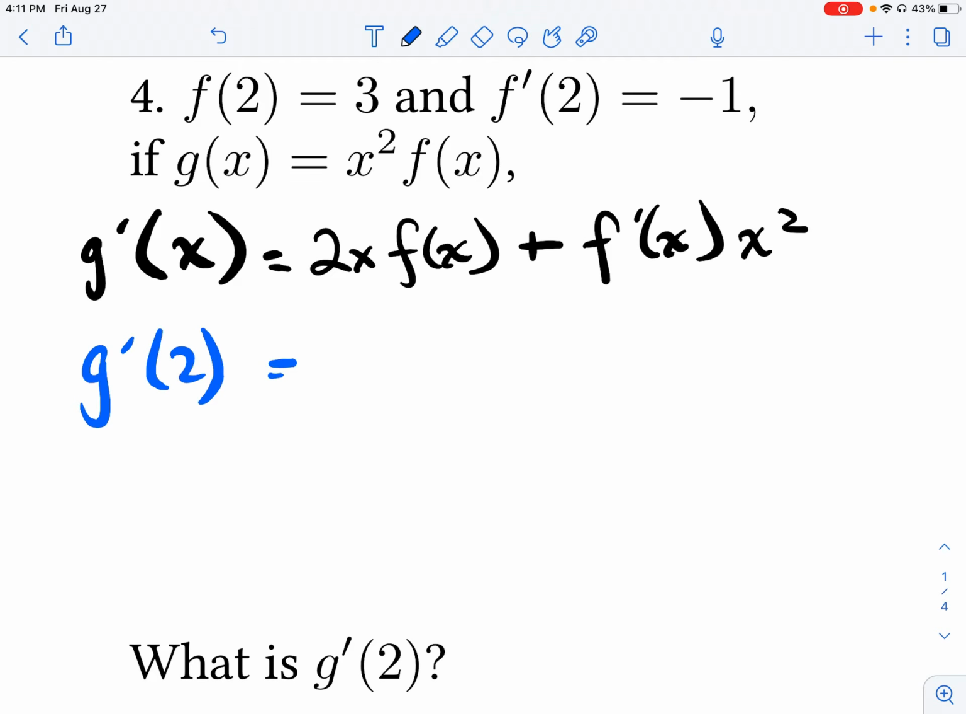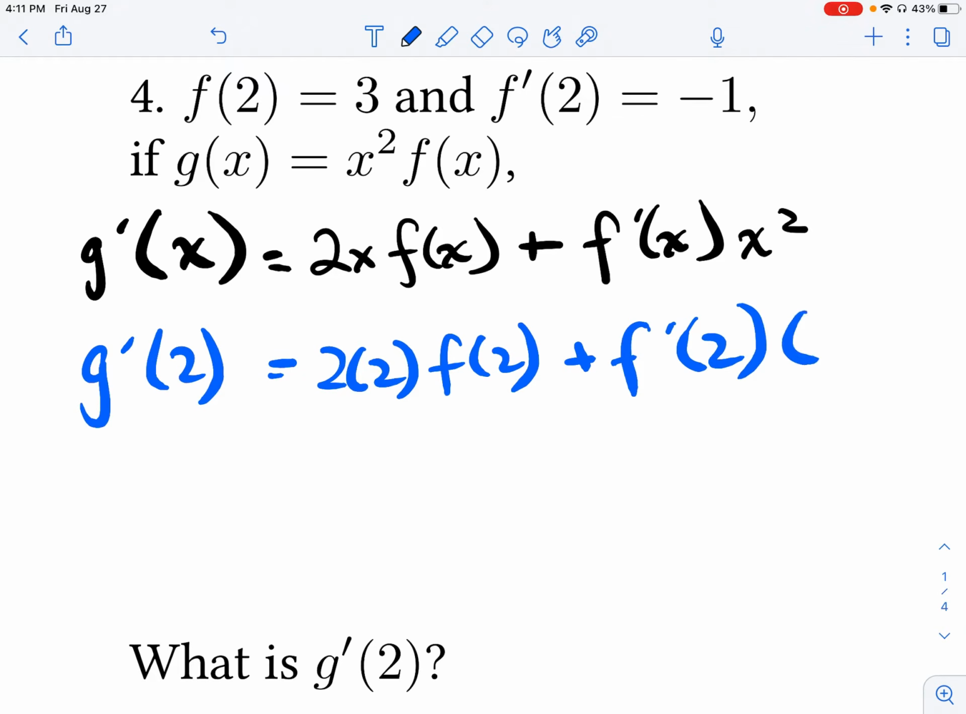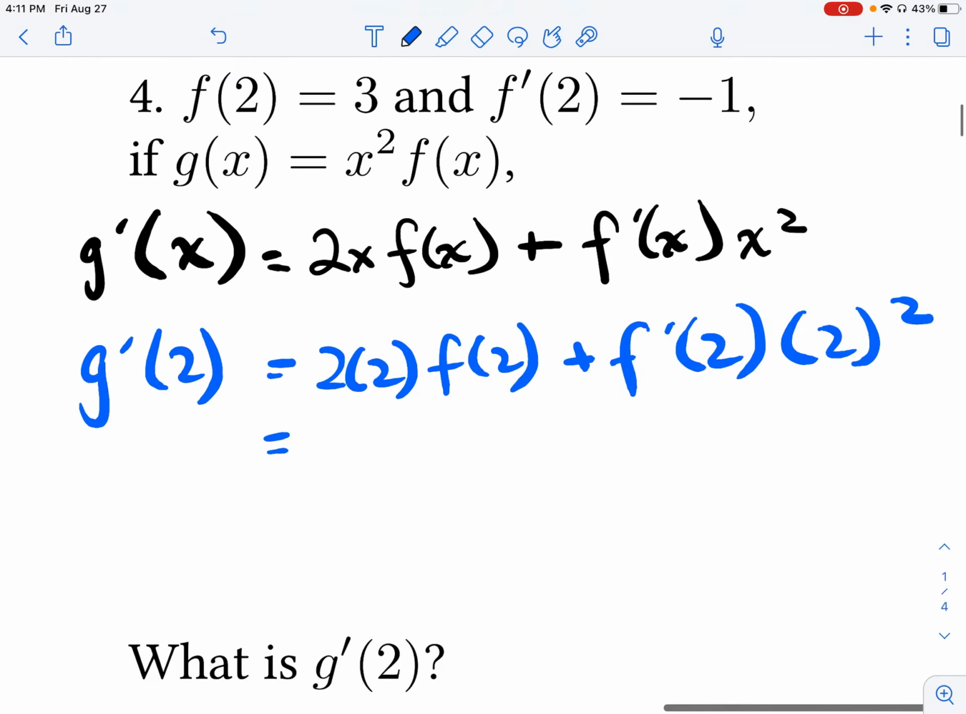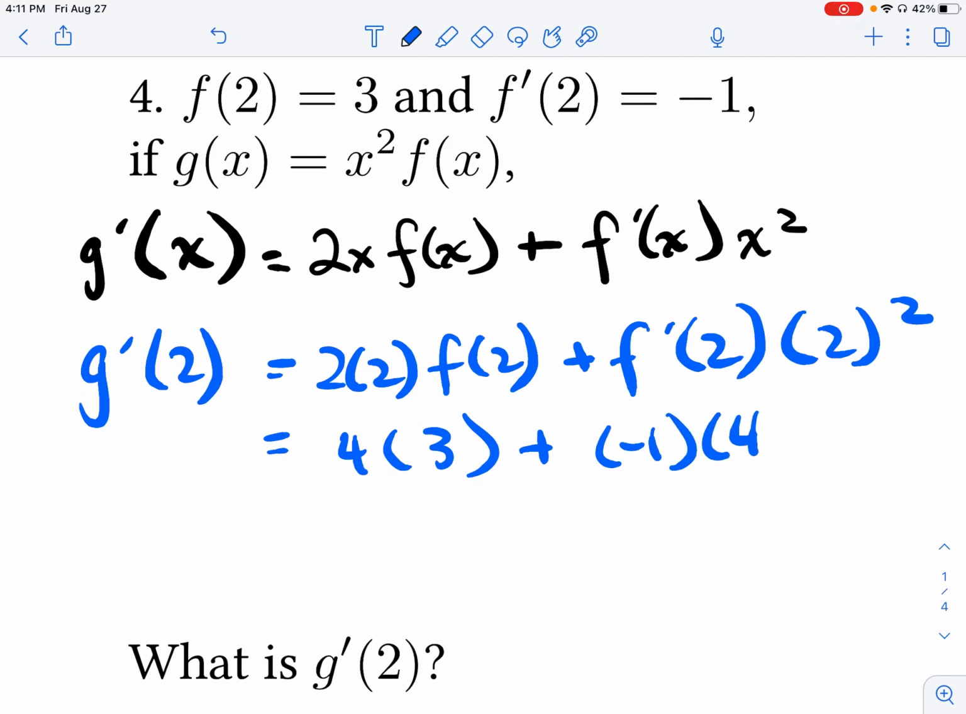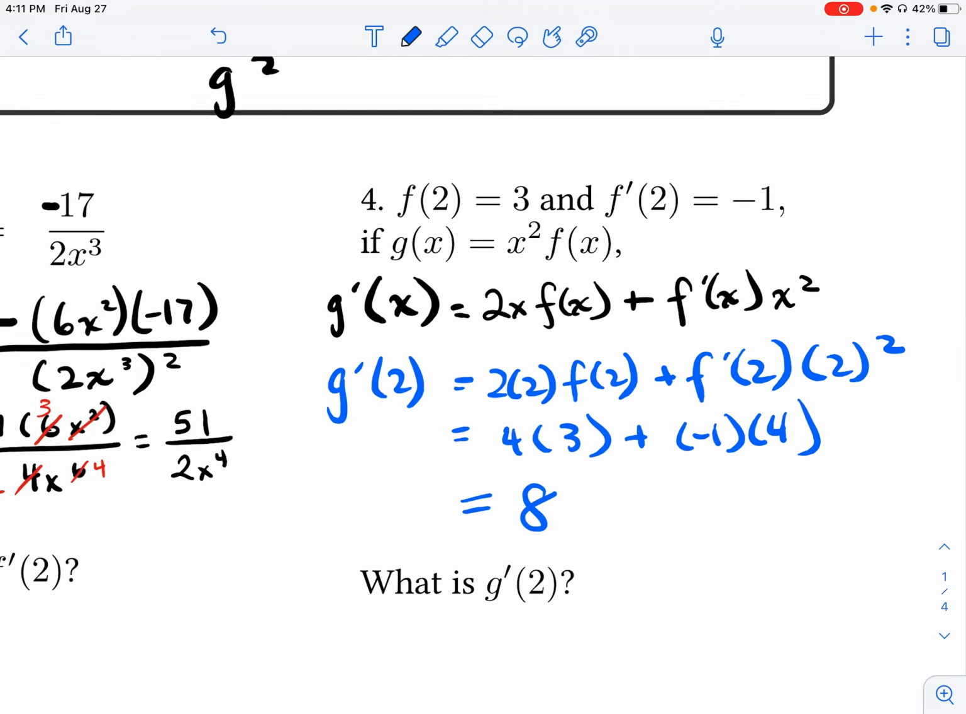Well, that's just this derivative evaluated at 2, which is 2 times 2 times f of 2, and I'll do that final substitution in a bit, plus f prime of 2 times 2 squared. And just to finish this up, 2 times 2 is 4. F of 2 we're told is 3, so 4 times 3. F prime of 2, it's given to us that that's equal to negative 1, times 4, and all of this just comes out to 8.